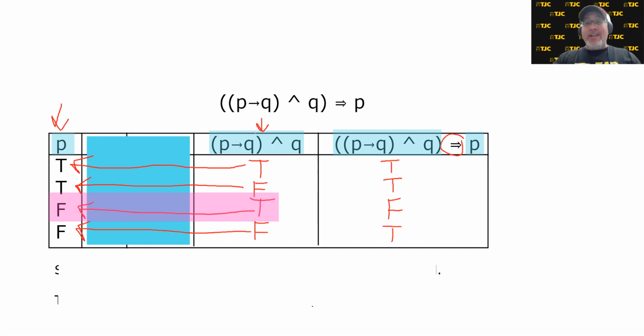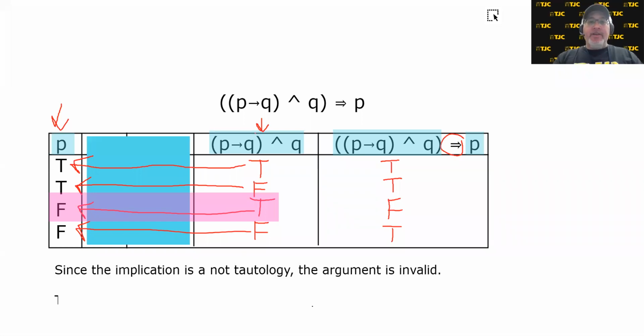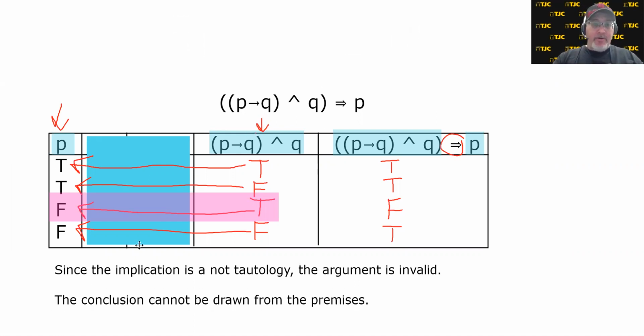And remember, we're trying to answer the question, is this implication a tautology? Is the last column all true? It is not. Since the implication is not a tautology, the argument is invalid. The conclusion cannot be drawn from the premise because there exists a scenario where the premises are true, but the conclusion is false, which is the broken promise. If this, then that: if the first thing happens, the conclusion is supposed to follow.